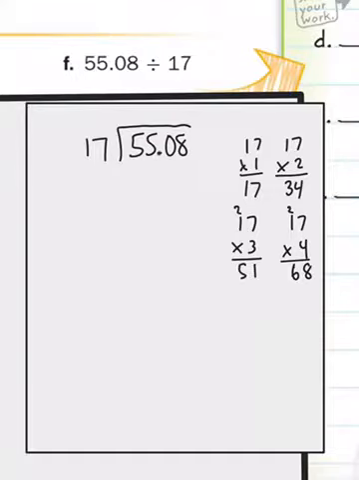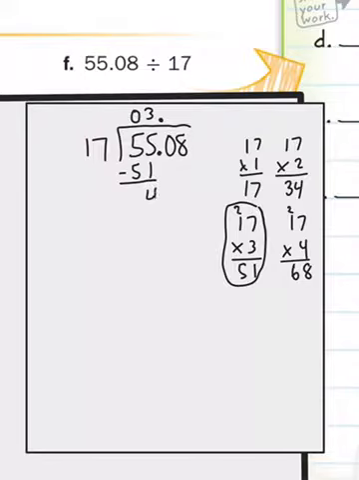So first, let me get my decimal and my quotient. And 17 doesn't go into the 5, but it will go into 55 3 times. I'm using that fact, which is 51. When I subtract, I get 4, and I'm going to bring down a 0.